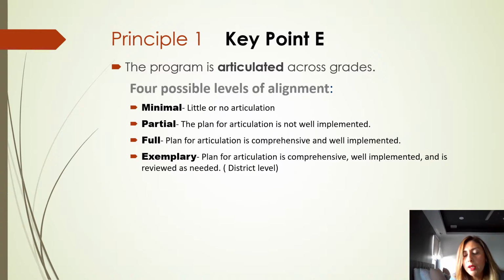Continuing on, Principle 1, Key Point E. The program is articulated across all grades. There are four possible levels of alignment. Again, minimal means there's little or no articulation. At partial, the plan for articulation is not well implemented. Full means that the plan for articulation is comprehensive and well implemented. But if you have reached the exemplary level, it means that the plan for articulation is comprehensive, well implemented, and reviewed as needed. They have reached the district level.